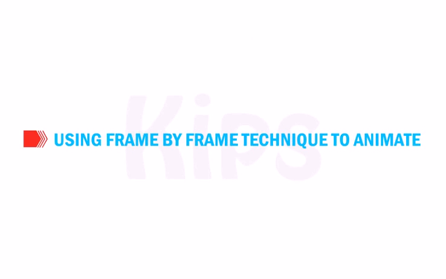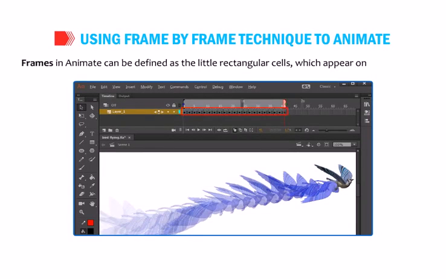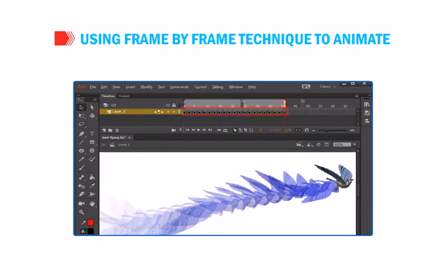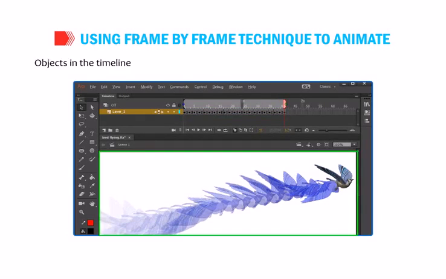Okay, now let's discuss how to use frame by frame technique to animate. Animations in Animate are created with the help of frames. Frames in Animate can be defined as the little rectangular cells which appear on the timeline. Frames are used to control and organize the content of your movie. Objects in the timeline are placed in order as you want them to appear in the movie.